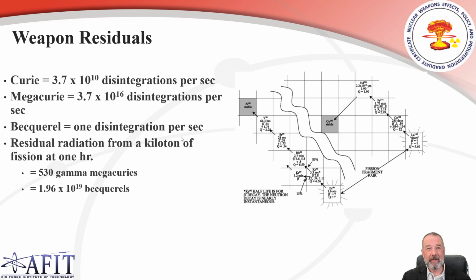So 530 megacuries at 1 hour, that corresponds to 2 times 10 to the 19th almost radioactive disintegrations occurring per second. This is just an absolutely insane number, and the amount of radiation that's being produced here is just, again, there really is no frame of reference to understand how much radiation this is.